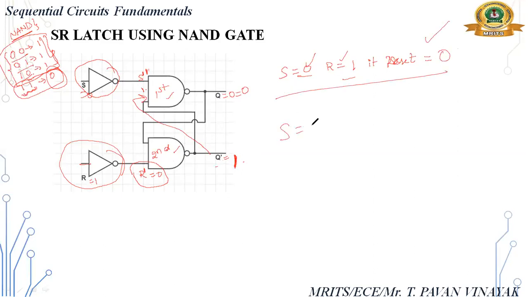Now S is equal to 1, R is equal to 0. It is set condition. So Q must be equal to 1. Let us see how it occurs.